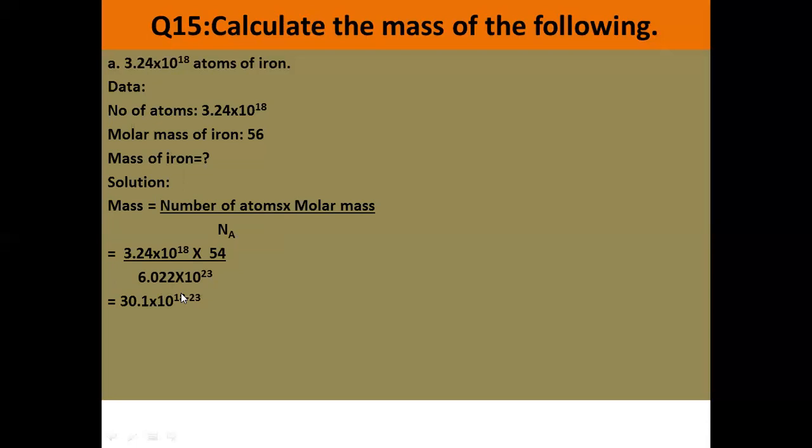So 18 and this value will go up and become minus 23. So 18 minus 23 will give us the answer 30.1 into 10 raised to power minus 5 grams. By shifting the decimal, we will get the answer 3.01 into 10 raised to power minus 4 grams.